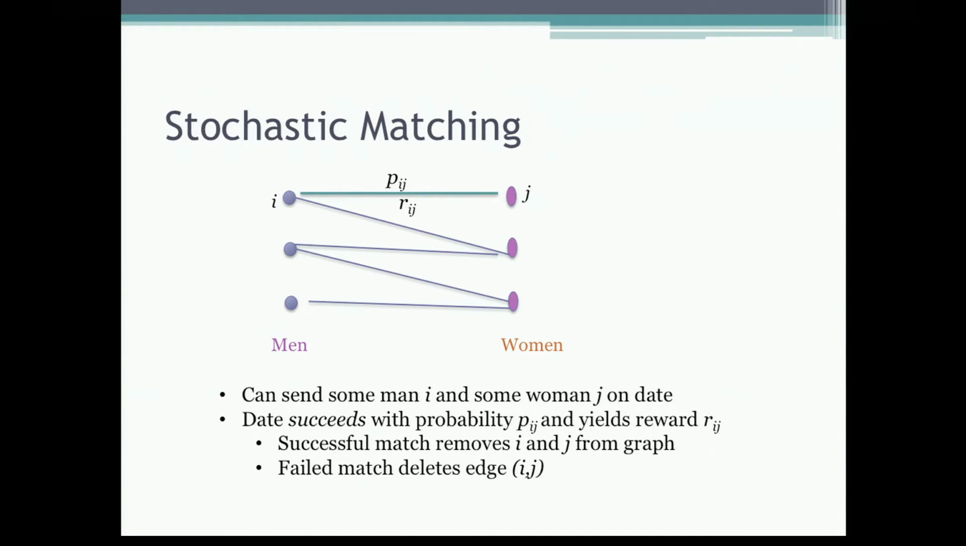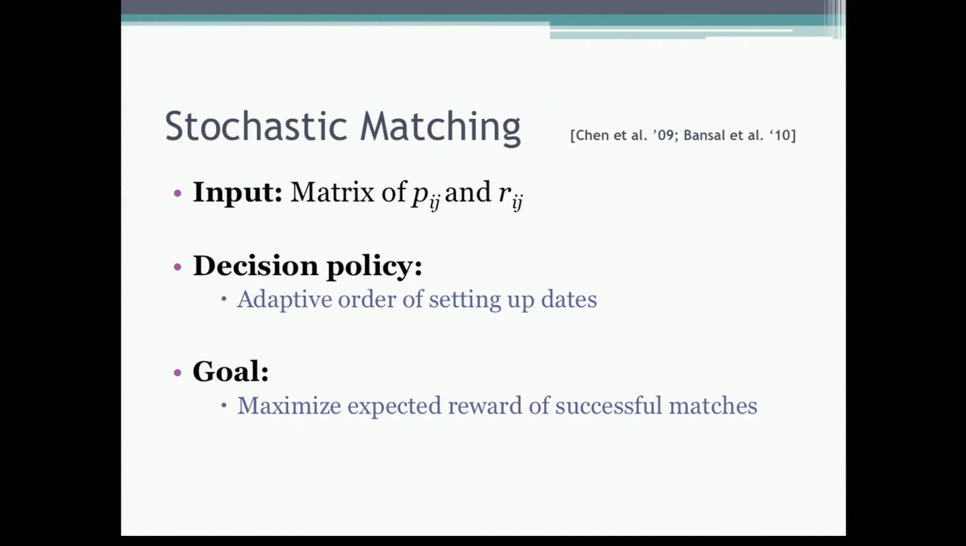I don't know. So if you send i and j on a date and it's successful, then both i and j get removed from your graph because they are done. If the date is not successful, then this edge gets deleted, but i and j continue to remain in the system. They're still on the site. Okay. Is it clear now? So the input is this matrix of Pij values and the Rijs. And the decision policy is an adaptive order of setting up these dates. I mean, you try this edge first, then this edge, then this edge.